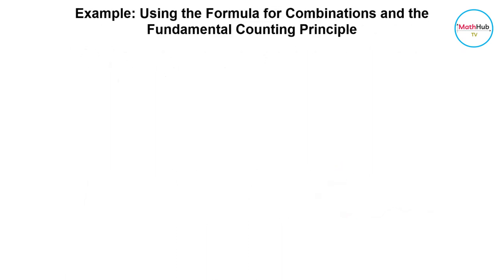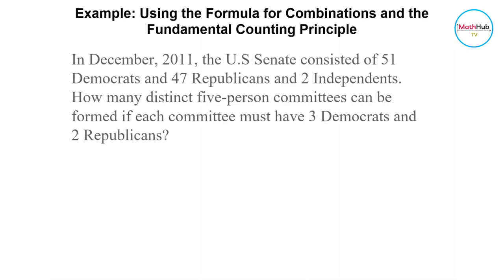Let's now consider another problem that involves using the formula for combinations and the fundamental counting principle. In December of 2011, the U.S. Senate consisted of 51 Democrats, 47 Republicans, and 2 independents. How many distinct 5-person committees can be formed if each committee must have 3 Democrats and 2 Republicans?